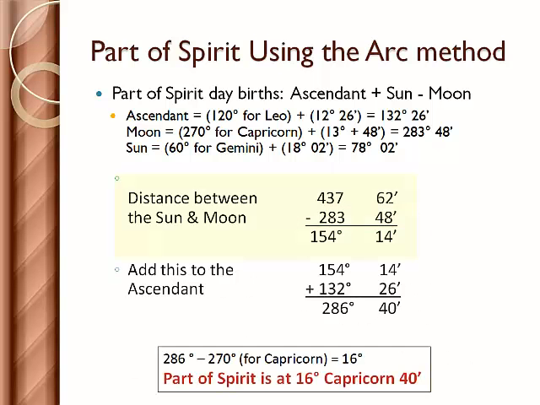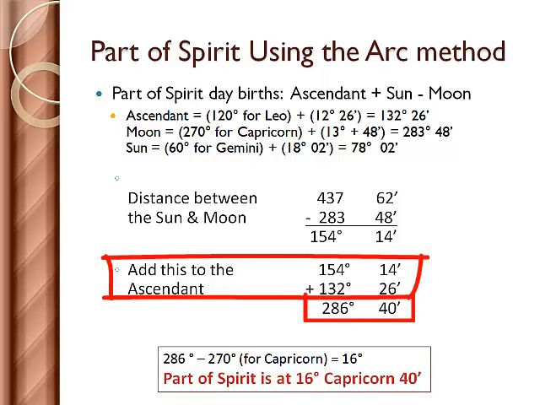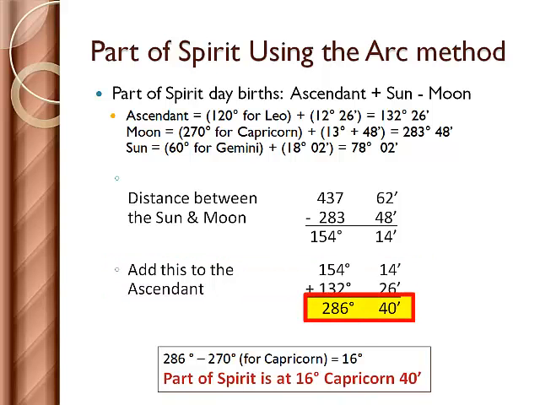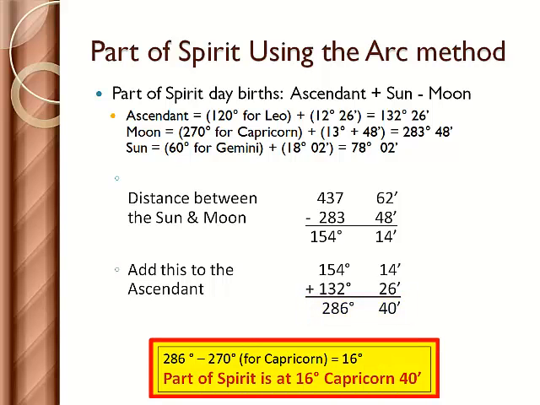Our final calculation gives us the distance between the sun and the moon is 154 degrees, 14 minutes. We add that to the ascendant, 286 degrees 40 minutes, subtract our 270 for its position in Capricorn, and once again, part of spirit at 16 degrees Capricorn, 40 minutes.